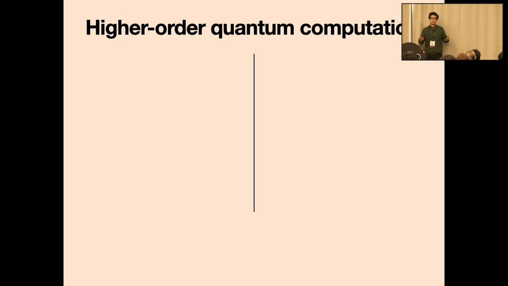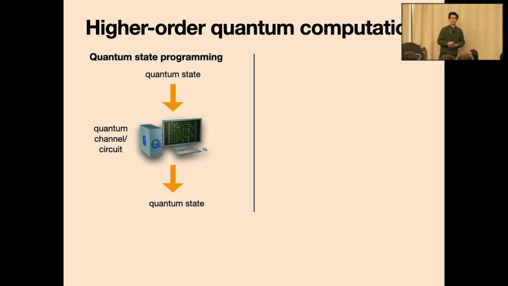Now, the tools that we're going to use to construct this algorithm are based on higher order quantum computation. So I'll just give a very brief summary of this paradigm. Higher order quantum computation distinguishes itself from what I would call the standard mode of quantum computation, which is in some sense a programming of quantum states. Typically, when we write algorithms, we have some input states. The quantum computer transforms the states through a bunch of channels and a whole circuit, and outputs another quantum state that you can then use for measurement.